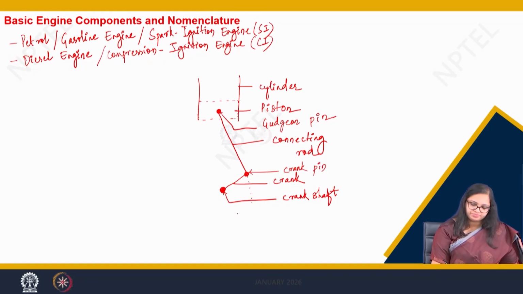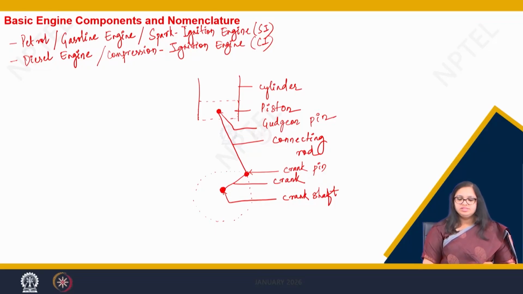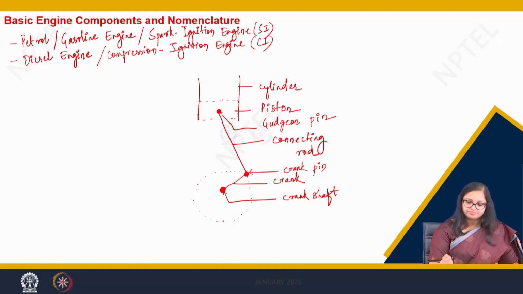So now this crank takes a rotary motion so that there is a reciprocating motion of the connecting rod and the piston inside the cylinder. Well, above this cylinder, the cylinder is a closed chamber. So this is a closed chamber which we call the combustion chamber.